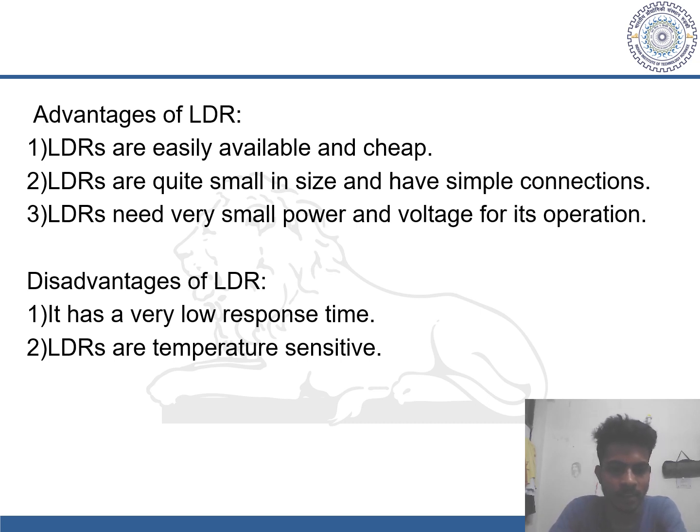Now coming to the disadvantages, the biggest disadvantage of LDR is its slow response time, and it could take around tens to hundreds of milliseconds to respond to a change in light intensity. Also, the resistance of an LDR changes as the temperature changes, so it becomes temperature sensitive, and we don't want that because it will start giving us false results whenever the temperature condition changes.